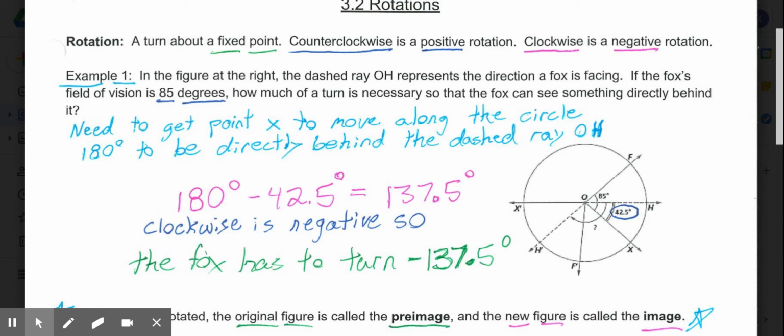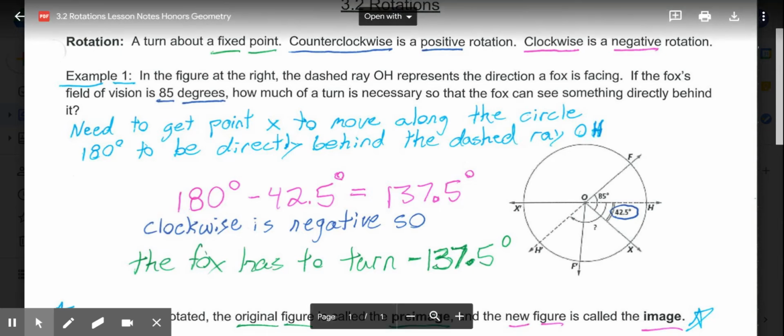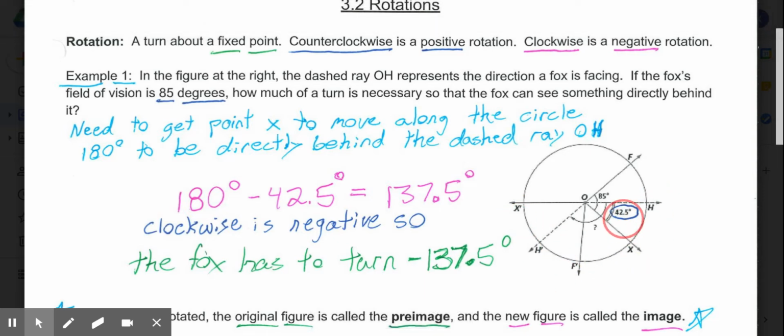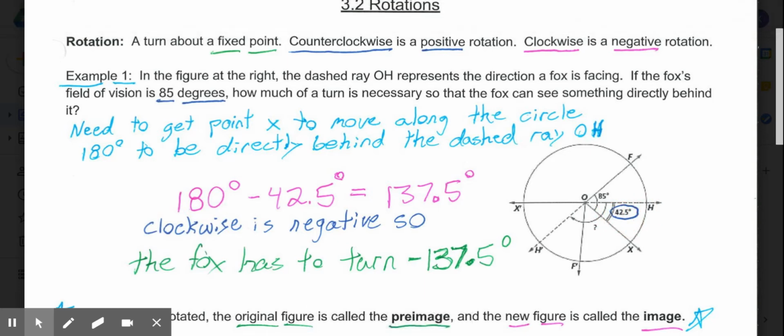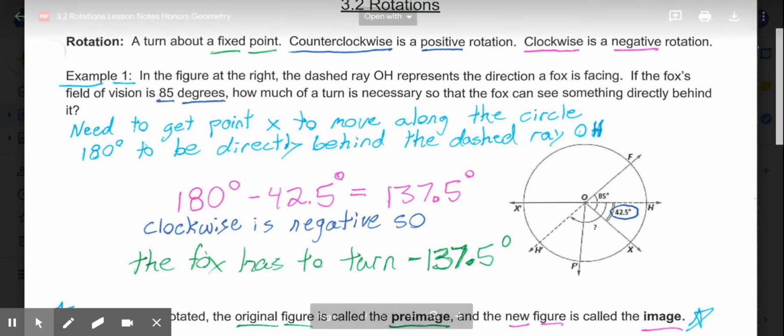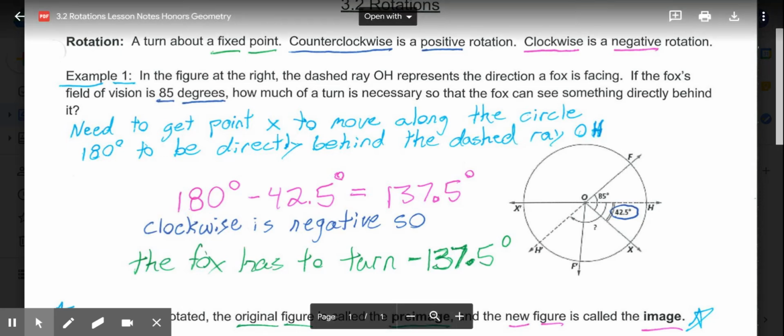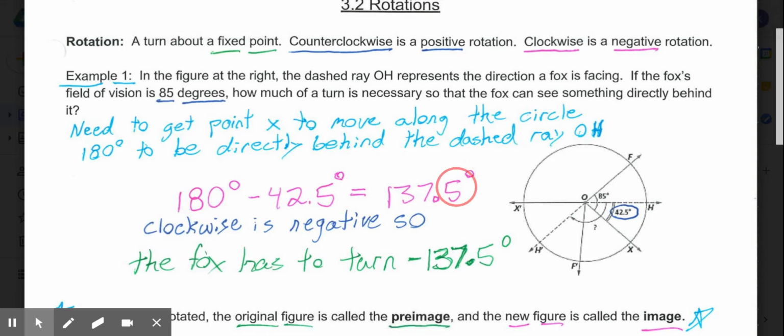Now what I know is 180 degrees would be directly behind the fox, or a semicircle. So if I take the 180 degrees from H to X prime, our semicircle, and I subtract the 42.5 degrees that the fox can already see, I'll be able to tell how much further I need to rotate X. And how much further do I need to rotate X? It needs to rotate 137.5 degrees. And we're going clockwise, so it would be a negative.